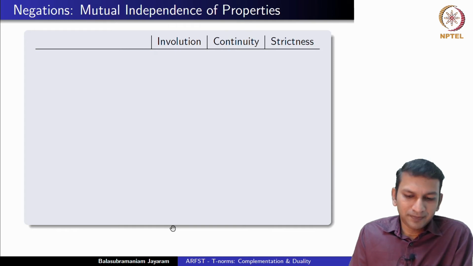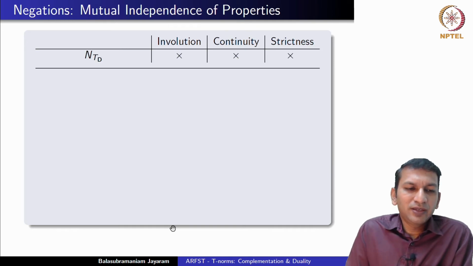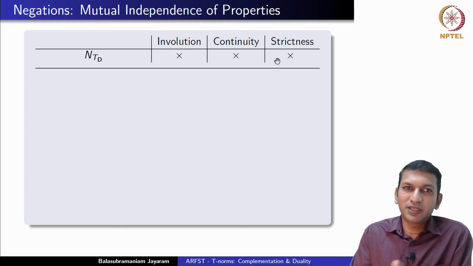How are they related? For example, if you look at the natural negation that you get from product or minimum or the drastic T-norm, you will see that they are neither involutive nor continuous nor strict, because they are constant in most of the cases, either 0 or 1.